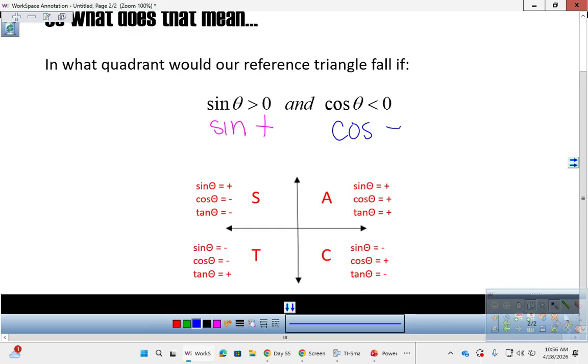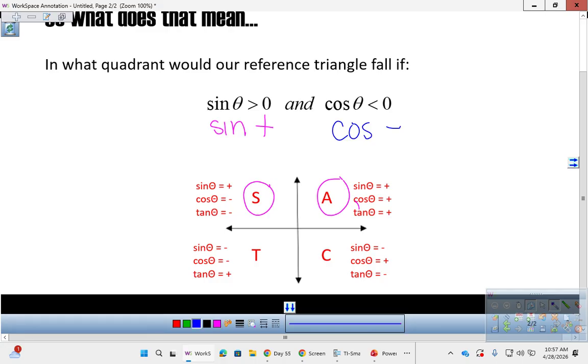Okay, so I use ASTC for this. And I ask myself, where is sine positive? Sine is positive in A, because everything's positive in A, and S, because sine is positive in S. Sine is negative in the other two. So it's not going to be something in quadrants 2 or 3, because if sine's positive, I'm in 1 or 4. And then cosine is negative.